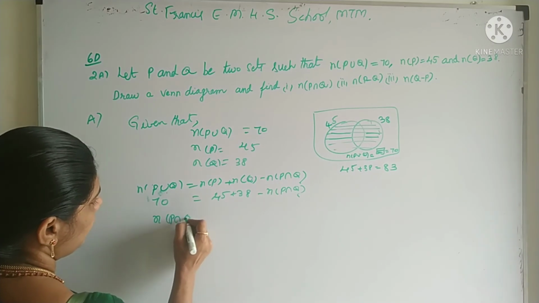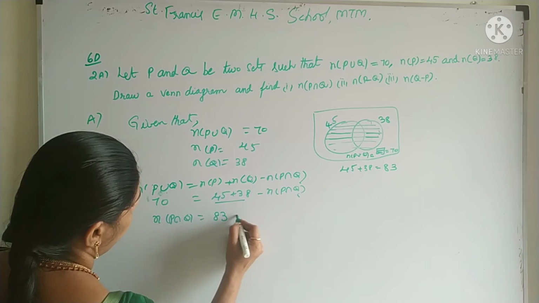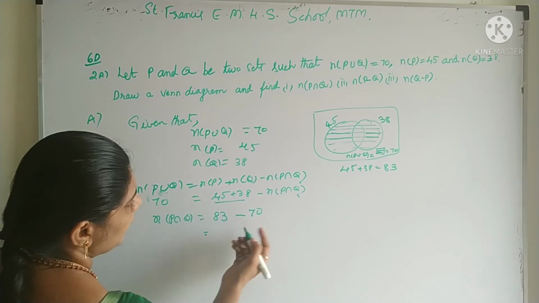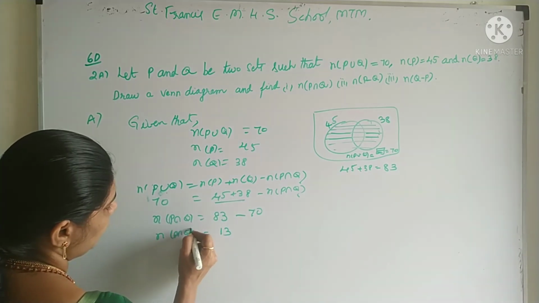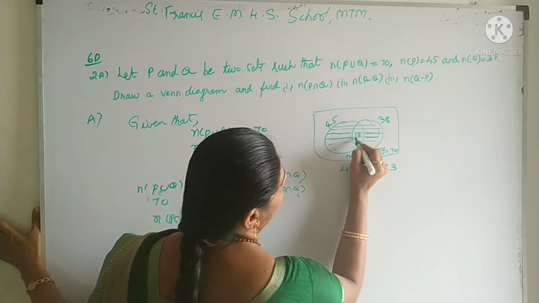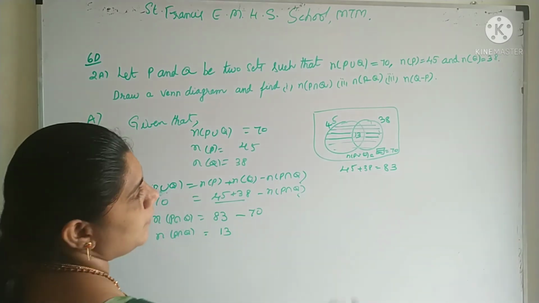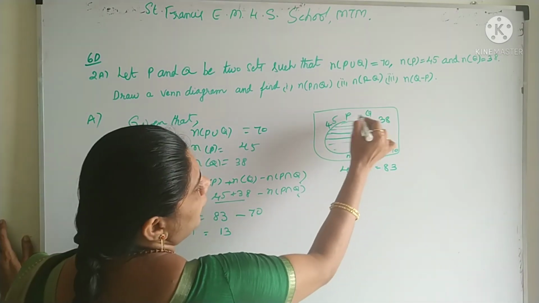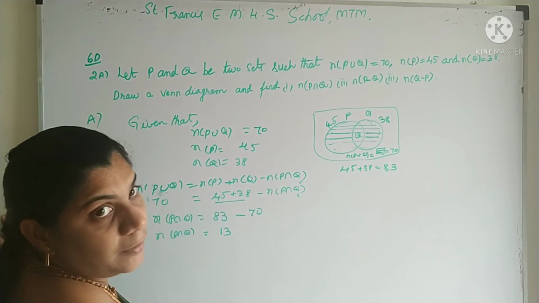n(P ∩ Q) equals, what is the total here? 83. 83 minus 70, what is 83 minus 70? 13. What is this one? n(P ∩ Q), the common elements of P and Q. How many are there? 13 are there. So this is P and Q. This is n(P), this is n(Q). But from these two sets, the common elements are 13.